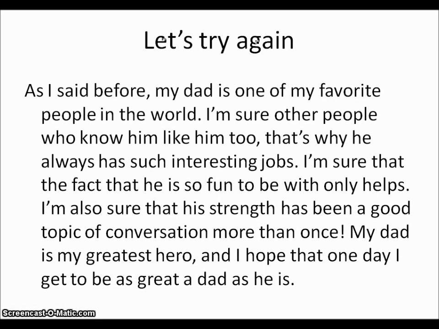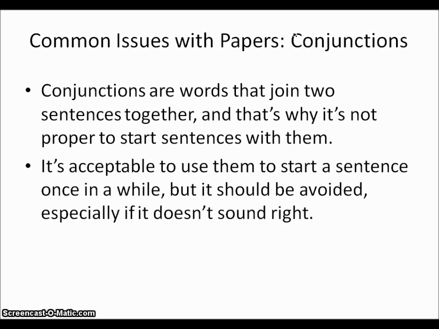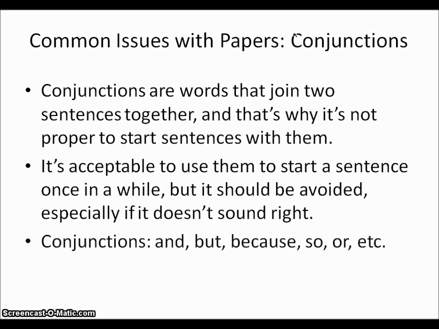Now, these are some of the common issues that I found with the papers. People keep starting sentences with and, but, so. Some of those are okay. Like once in a while, it's okay to start a sentence with an and. But try to not do this. Why? Because conjunctions, those words are called conjunctions, and they are used to join two sentences together. It's acceptable to use them once in a while, but try not to do it, please. The conjunctions are and, but, because, so, or etc.